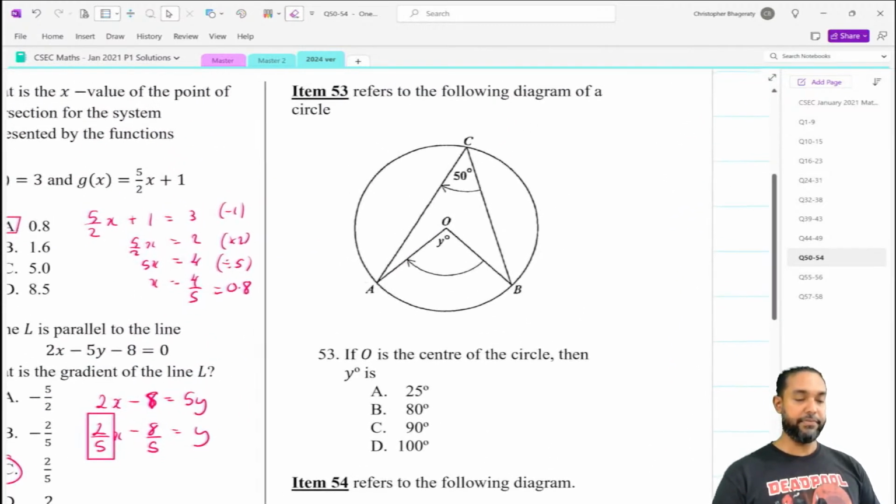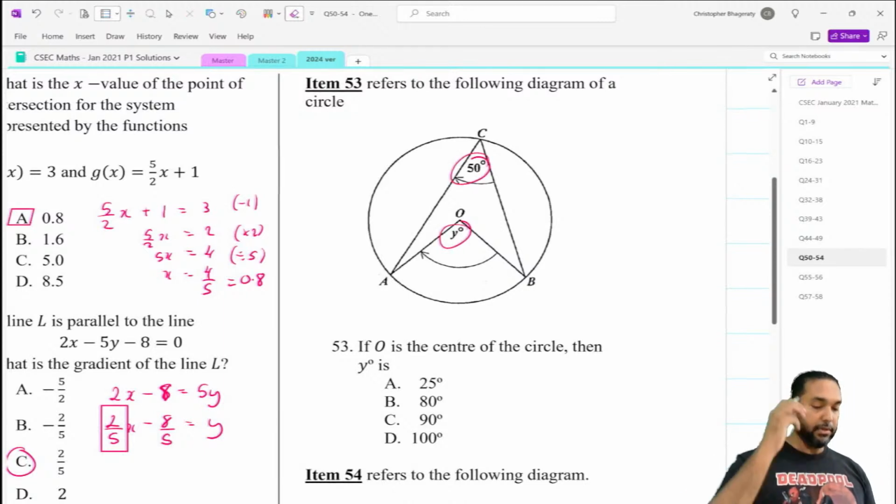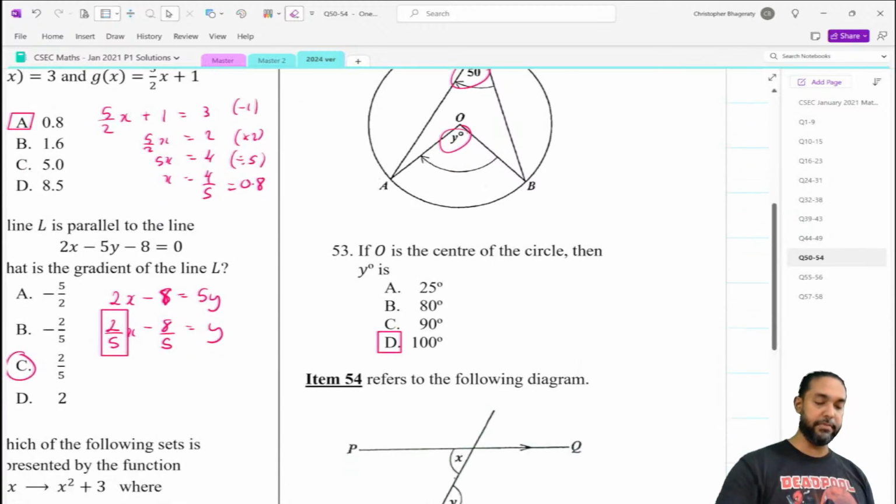All right, item 53 refers to the following diagram of a circle. Okay, well, easy stuff here, right? The angle at center is double the angle at circumference, yeah? So the answer here is 100, D.